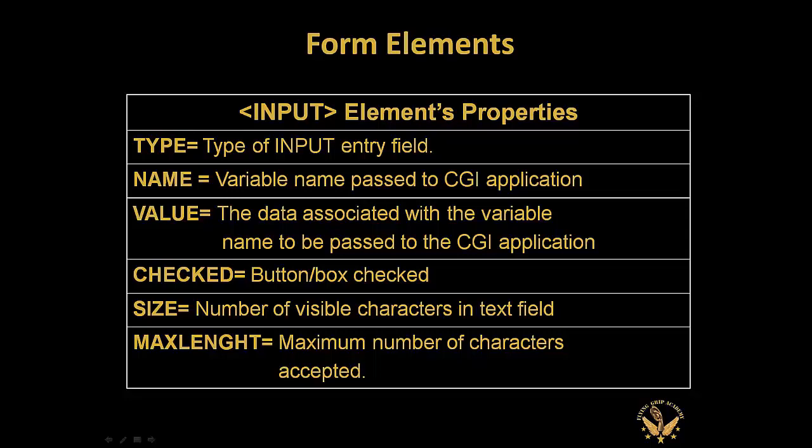Now here we have the form elements. Type is the input field entry. Type specifies what kind of field you are going to specify: text box, text area, submit button, radio button, checkbox, combo box, or drop down list, or whatever you want. Name is a variable passed to the CGI application. Value is the data associated with the variable name. Button box is checked. Size specifies the number of visible characters in the text field. Maximum length specifies the number of characters.